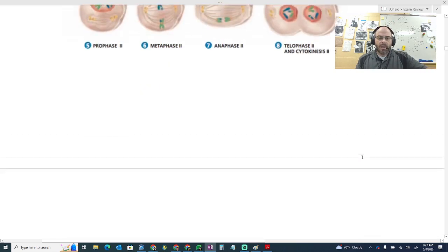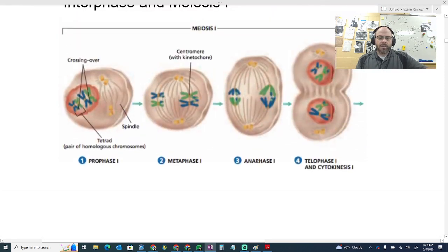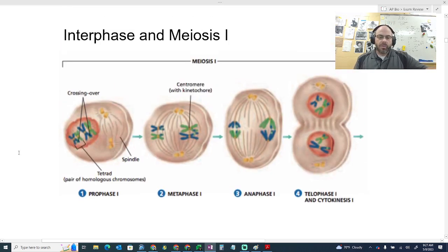And actually, we're going to go back up here because we're going to talk about the difference between prophase 1 first and then anaphase 1 and anaphase 2, making the big differences. In prophase 1, you have something called crossing over that occurs. And what is crossing over? Crossing over is when homologous pairs line up.